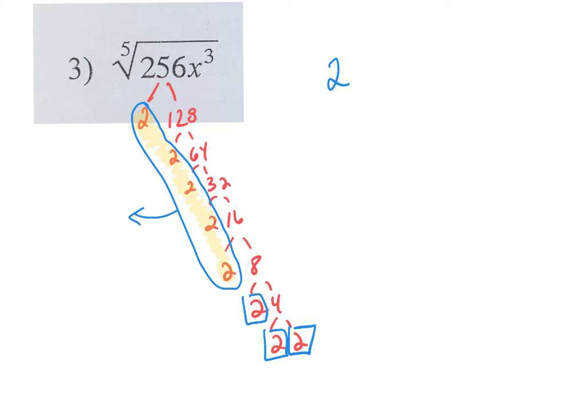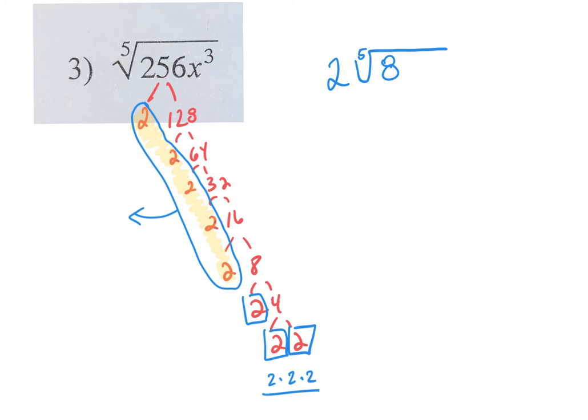And so none of those can come out. It has to come out as a whole group of 5, okay? So those are all going to stay in individually. By that I mean you have to say 2 times 2 times 2 is going to stay in, okay? So an 8 is going to stay in.